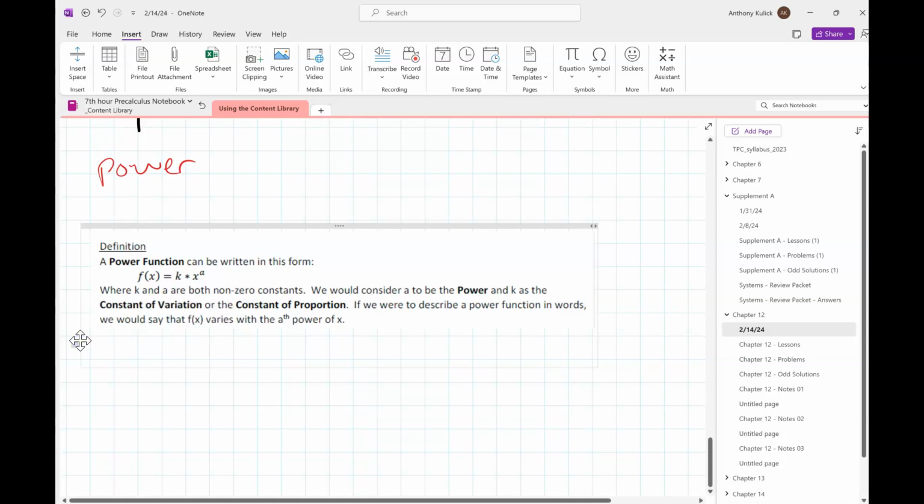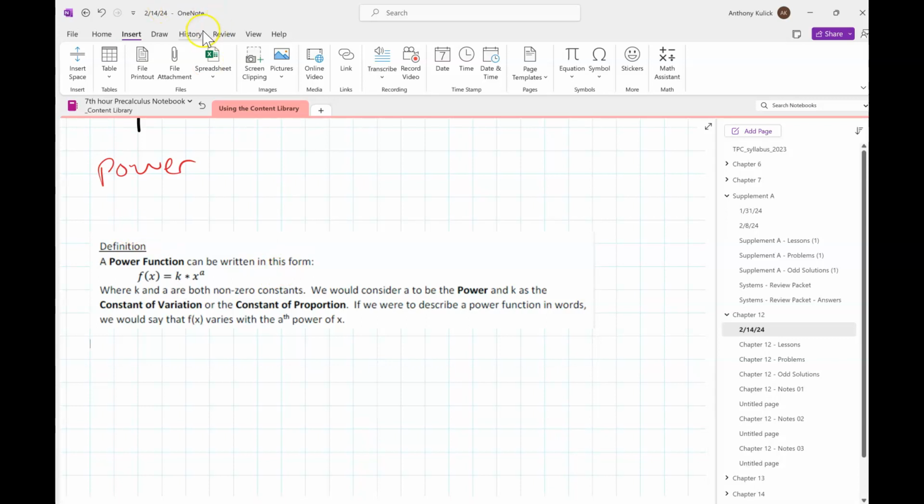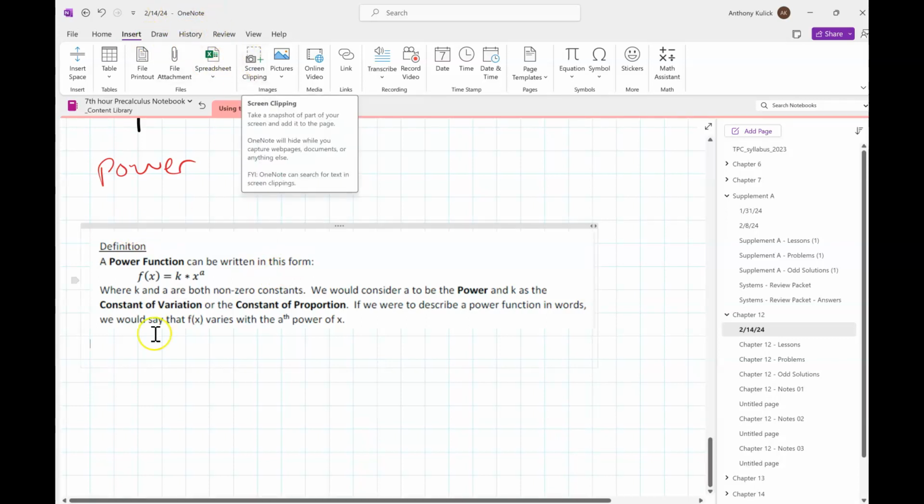So power functions can be written in the form f of x equals k times x to the a. Mr. Kulik, isn't that just a polynomial? Well, here's the deal. For power functions, that a, the exponent, can be negative, and it can be a decimal. A could be any real number. I should say any non-zero real number. So we refer to a as the power of our power function, and the coefficient, the k, is our constant of variation. So in words, for a power function we say that y varies with the a-th power of x.